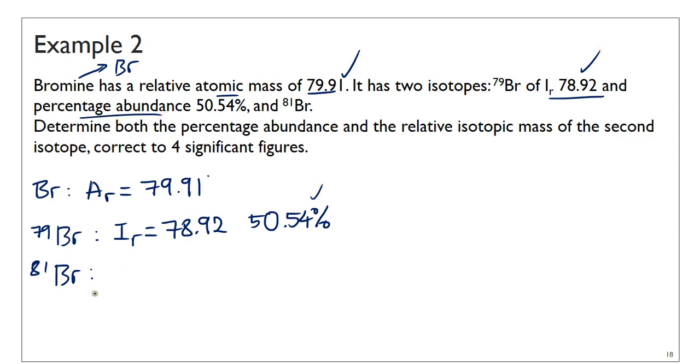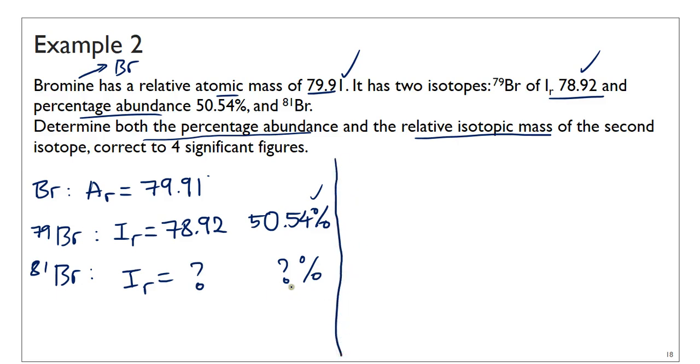I don't have any information on bromine 81. Of course I don't, because that's what the question is telling me to do. So this is the unknown. Determine both the percentage abundance and the relative isotopic mass of the second isotope. You can't say that the relative isotopic mass of this is 81. This is the mass number, but the relative isotopic mass is not going to be exactly that. So you have to work out what that is. So I have two unknowns that I need to find: the percentage abundance of bromine 81 and the relative isotopic mass of bromine 81. And I have to leave my final answers correct to 4 significant figures.